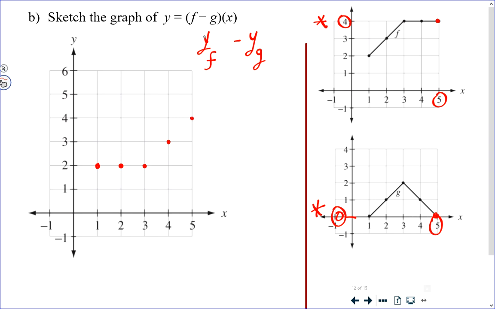So this is what f minus g looks like. And if you wanted to, you could write out the domain, 1 to 5, and the range, which is 2 to 4. The only way that you're going to figure out the range, though, is going through this whole process of looking at the separate y-coordinates and subtracting them if it's a difference.